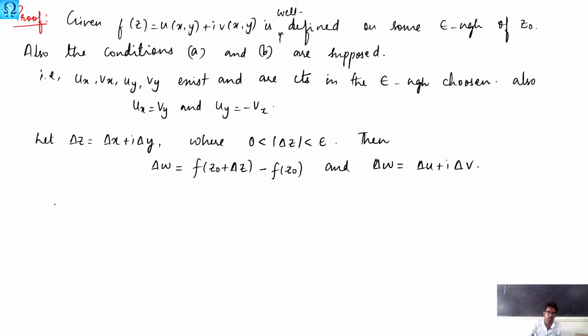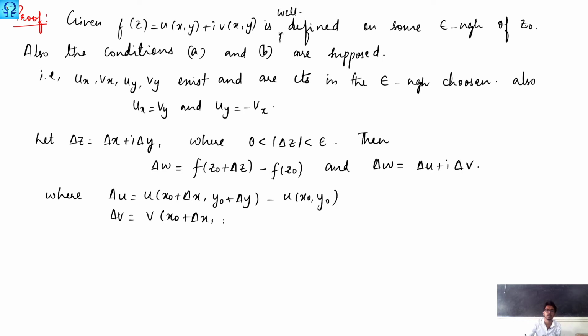Thus, here your delta u is nothing but u(x naught plus delta x, y naught plus delta y) minus u(x naught, y naught). So this is the change in u, and the change in v shall be written as v(x naught plus delta x, y naught plus delta y) minus v(x naught, y naught). So these things are there.